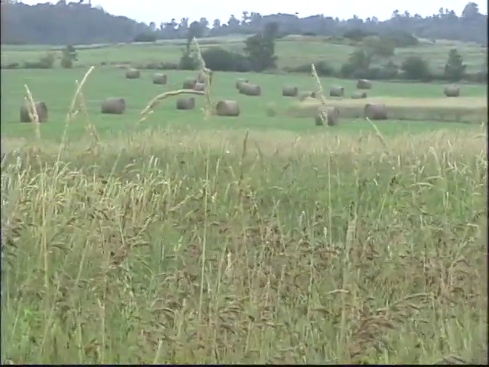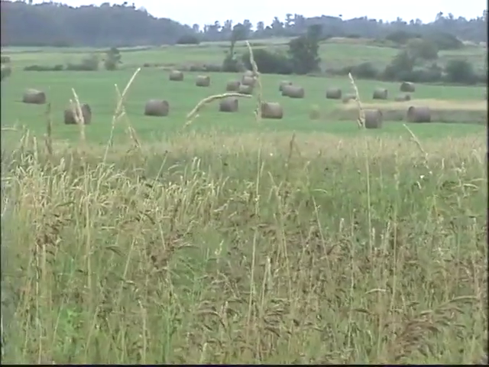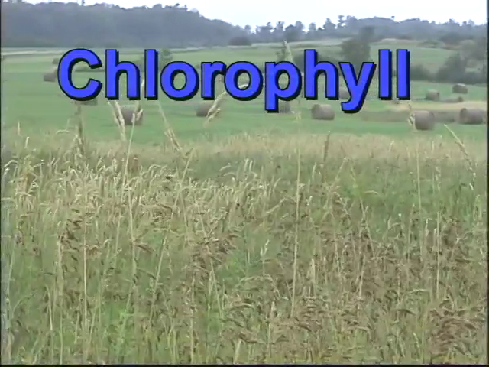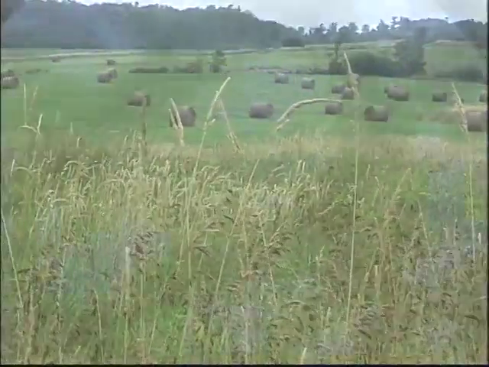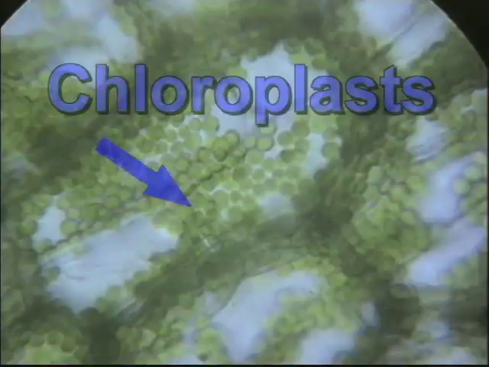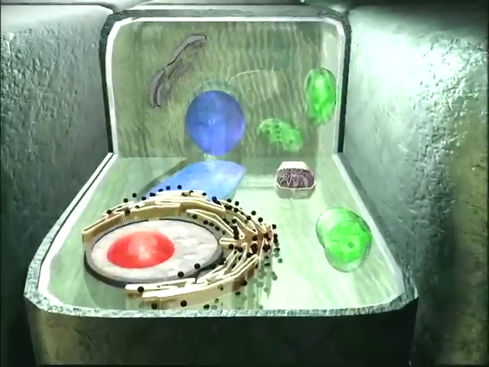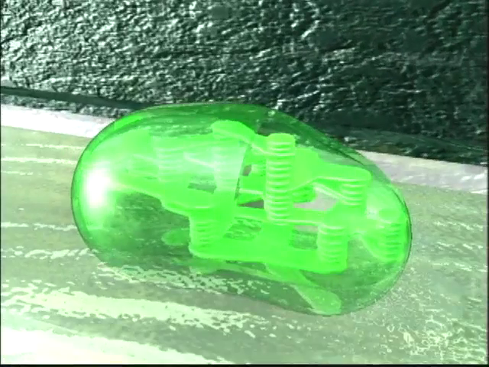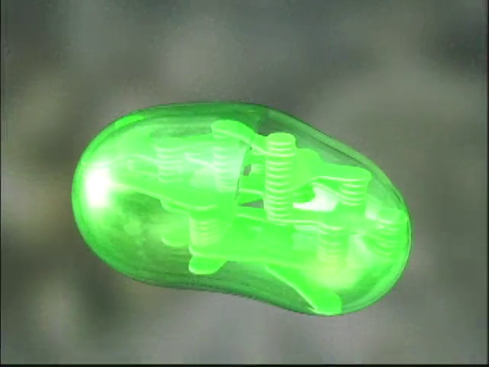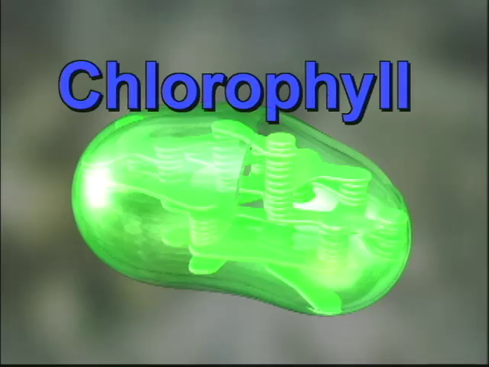Plants and other plant-like organisms use pigments such as chlorophyll to capture light energy. Chlorophyll is found in structures called chloroplasts, like these, which are located inside plant cells. Chloroplasts are the places in plant cells where photosynthesis occurs. Chloroplasts are commonly green because they contain the green pigment chlorophyll.